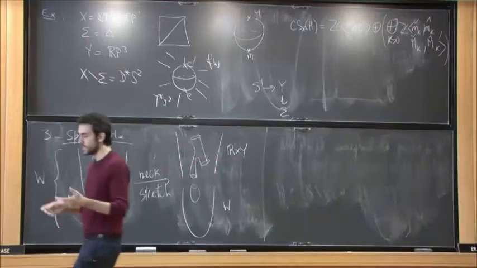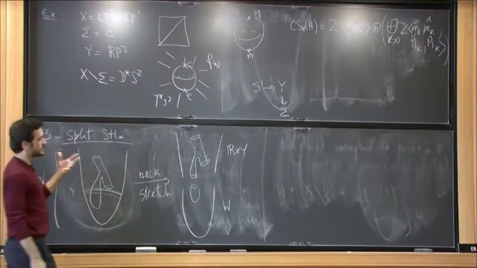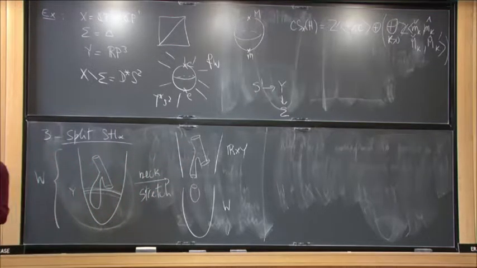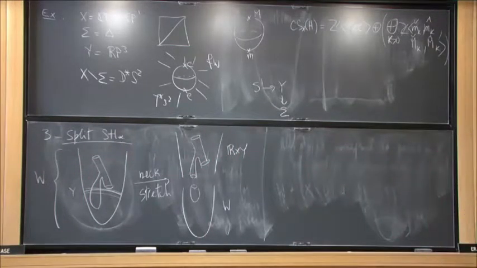When we stretch the neck, now the relevant information, what we still don't understand so well, is living in this manifold with S1 action. SFT compactness tells you you could have more levels, but for the cases that we'll consider, if you just start with a Floer cylinder of index 1, then you're not going to have more than two levels.